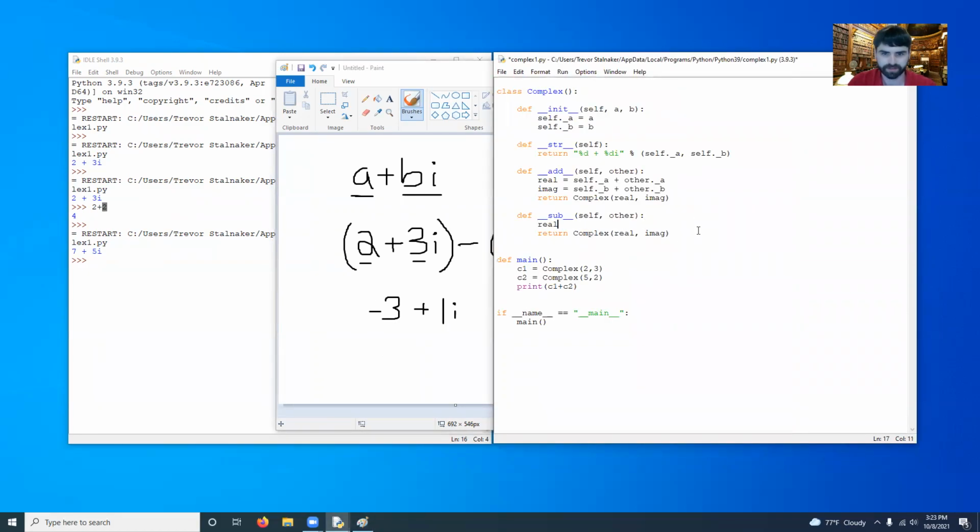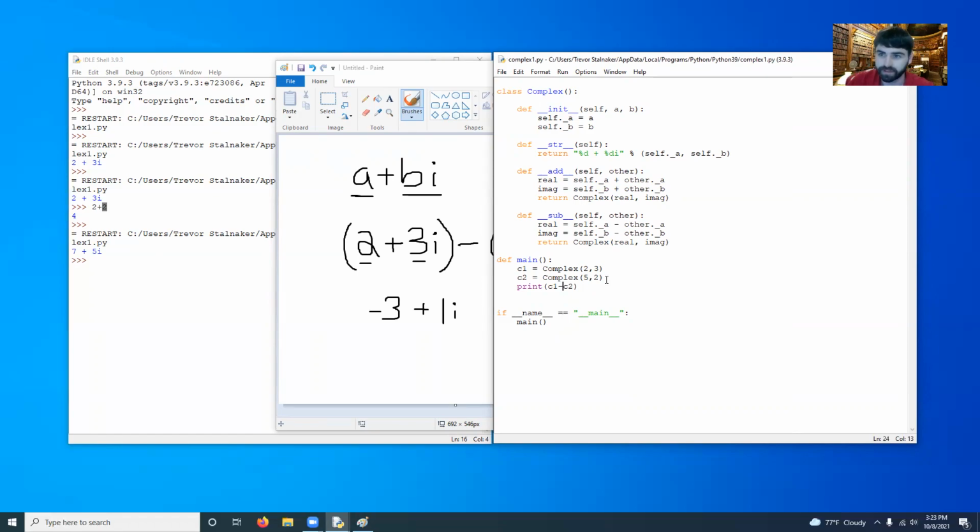So let's implement that here, and then we'll test it and see if we got it right. So self.a minus other.a, and the imaginary part will be self.b minus other.b. So the real parts, subtract 1 from the other, and then the imaginary parts, subtract 1 from the other. Make sure you do them in this order. And then we return a complex number, a new complex number. We're not changing the ones that we started with.